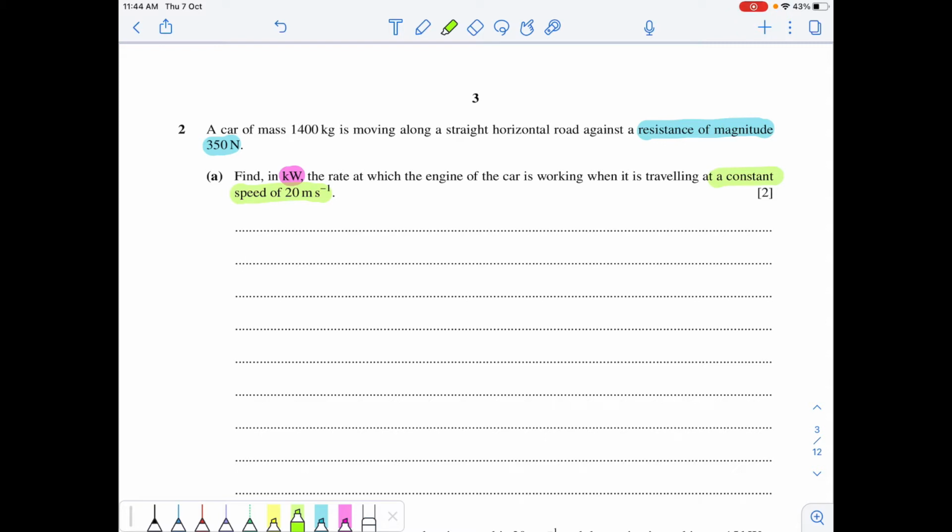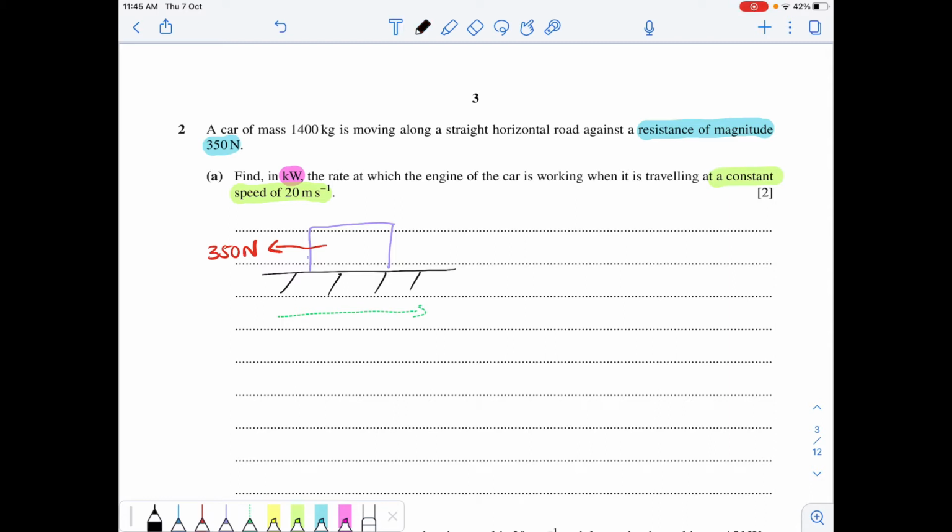So let's draw a simple diagram. We'll draw a horizontal surface, and we can draw the motor vehicle. Let's consider the forces acting on the car. First, we set the direction of motion, because resistance always acts in the opposite direction. So if we're traveling in this direction, the resistance forces must act in the opposite direction, and they tell us these are 350 newtons. That could be friction, air resistance, it doesn't matter, it's the total resistance.